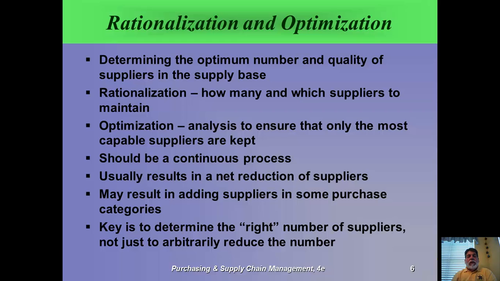Now, one of the things we have with working with a supply base is how many suppliers. What's the optimum number? It's the Goldilocks effect. Not too many, not too few. And then rationalization is where you come up with a rationale of how many and which ones do you maintain, do you keep. And of course you have optimization, which is keeping the suppliers that are the most capable that you need.